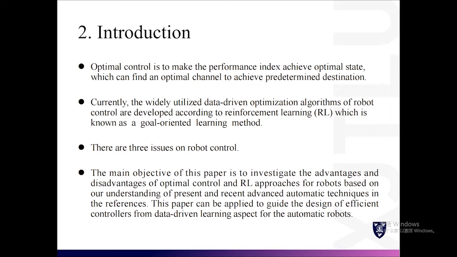The main objective of this paper is to investigate the advantages and disadvantages of optimal control and reinforcement learning approaches for robots, based on our understanding of present and recent advanced automatic techniques in the references. This paper can be applied to design efficient controllers from the data-driven learning aspect for automatic robots. The rest of this paper is organized as follows.